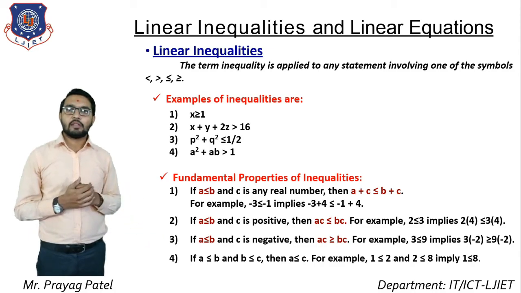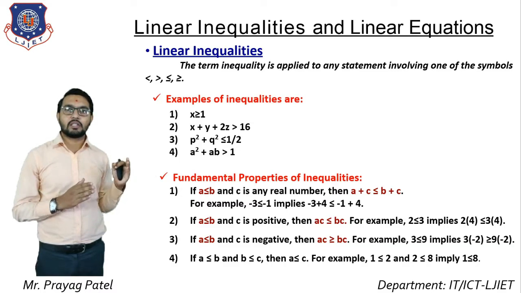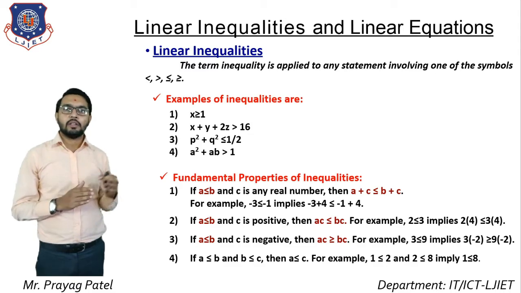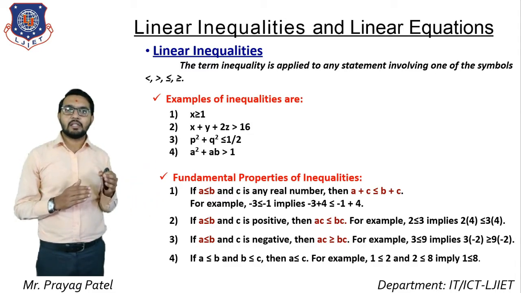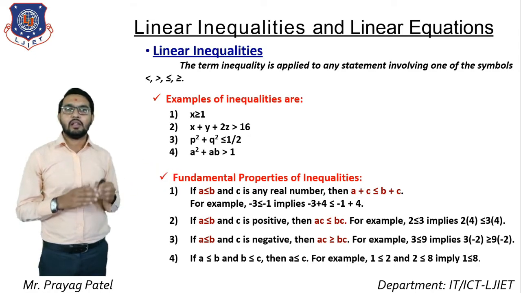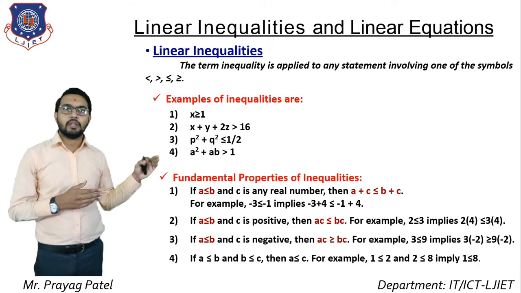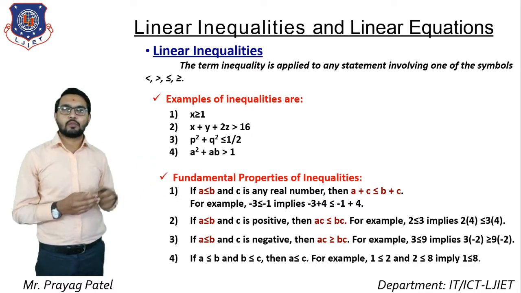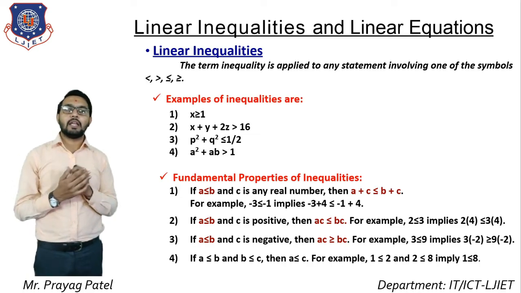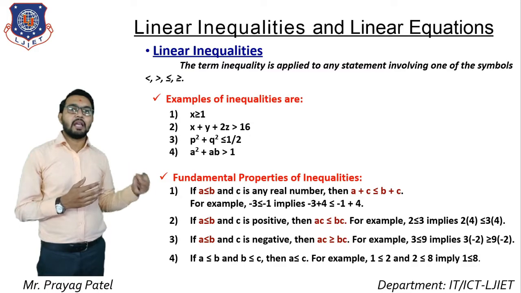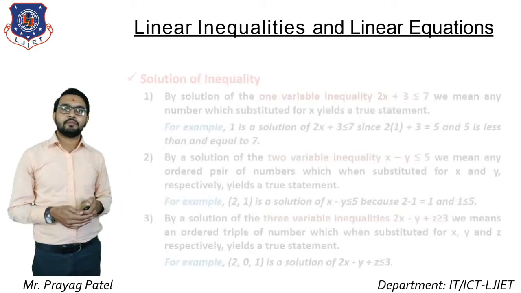Third, if a is less than or equal to b and c is a negative number, then change the relation, because multiplying both sides by a negative number reverses it. So a into c is greater than or equal to b into c. For example, 3 is less than or equal to 9, then multiply with minus 2: 3 multiplied by minus 2 is greater than or equal to 9 multiplied by minus 2. And the fourth condition: if a is less than or equal to b and b is less than or equal to c, then we can say that a is less than or equal to c.